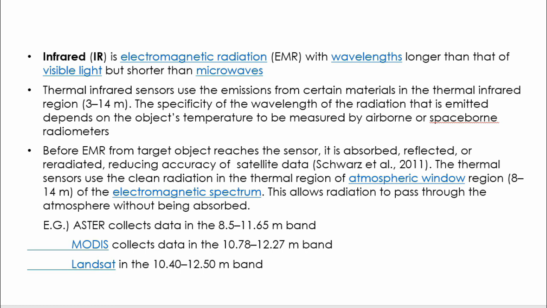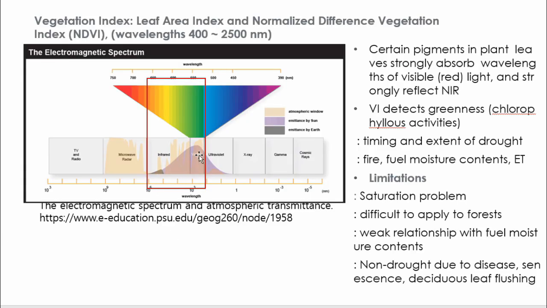Visible is the rainbow color, the visible is light, so you already know about that. And infrared is the electromagnetic radiation with the wavelengths in the specific region in the red box here. It is shorter than microwave, but it is longer than visible wavelengths.